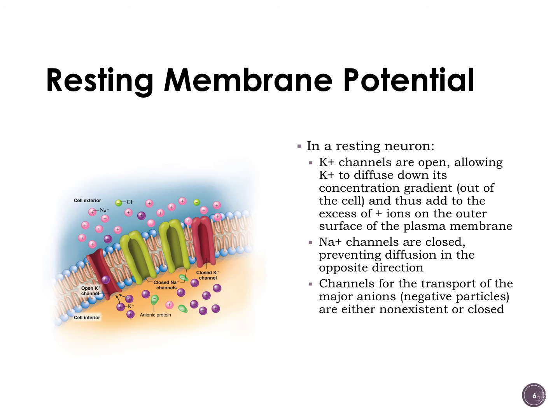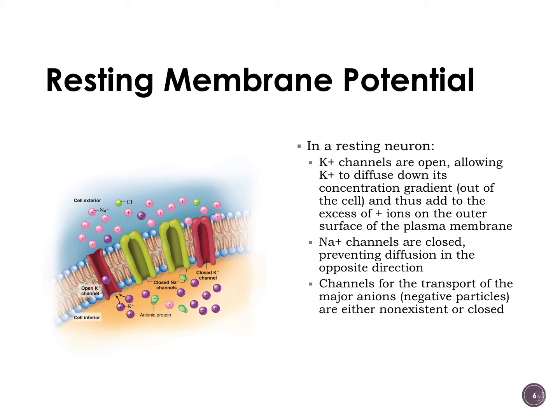So in a resting neuron, we have these potassium channels. They're going to be open, allowing that potassium to diffuse down its concentration gradient, meaning out of the cell. And then that's going to add an excess of positive ions on the outer surface of the plasma membrane. So remember, the outside is already more positively charged than the inside. The outside is now becoming more positively charged.